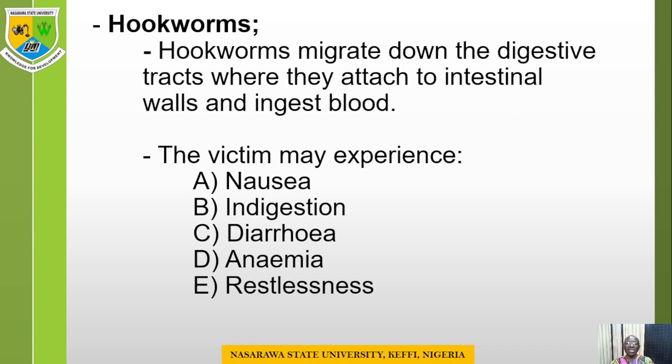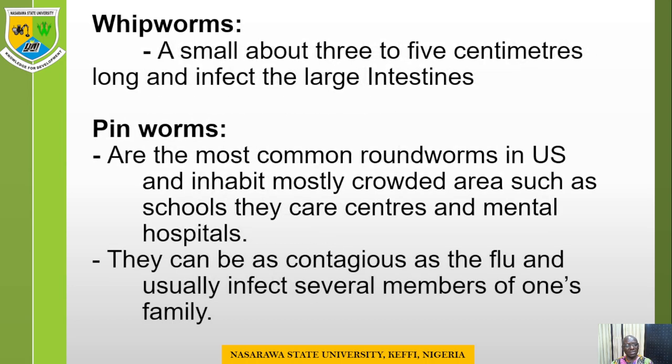Hookworms, we said, migrate down the digestive tract where they attach to intestine walls and ingest blood. The victim may experience symptoms like nausea, that is feeling like vomiting, indigestion, meaning improper digestion of the food content, and then diarrhea in some extreme cases, anemia, meaning you don't have enough blood, and then restlessness. These are the things you will observe and experience.